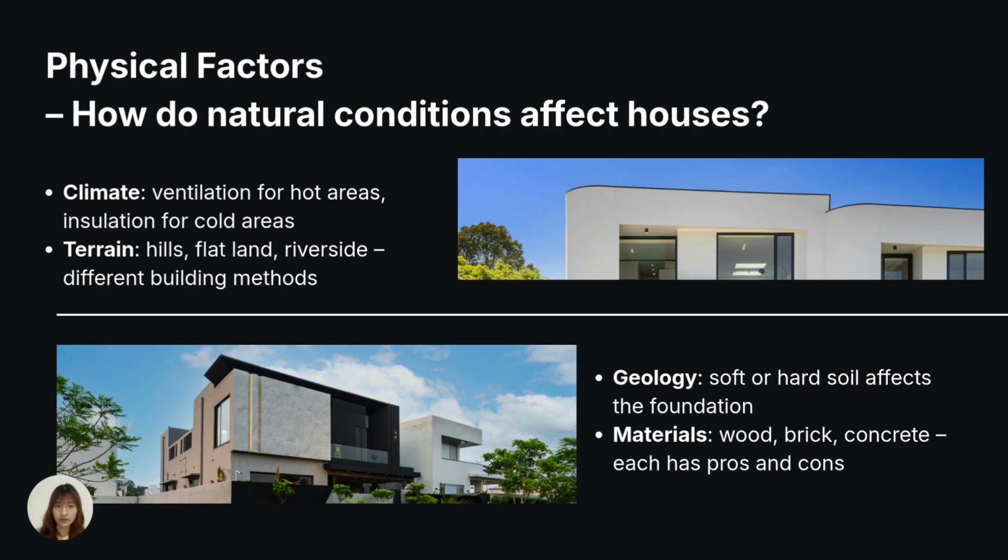Next is terrain. Whether a house is built on a hill, flat land, or near a river, the method is different. On a hill, we follow the slope and might build in steps so the house doesn't slide down. Near a river, we have to watch out for water. Floods can wash away the foundation, so we need deep foundations or raise the house on stilts, like a stilt house. On flat land, it's simpler.